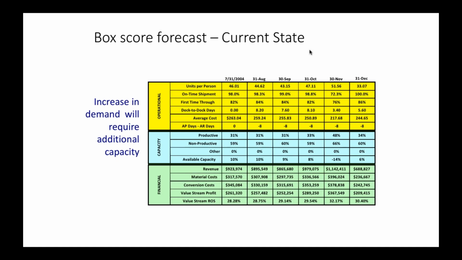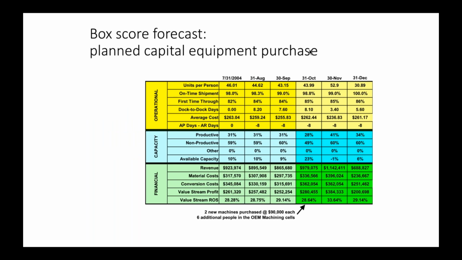And you can see from the available capacity line that available capacity consistently goes down because demand is going up, especially in the month of November. So looking at a longer term box score, you can be a little bit predictive about when you might run out of capacity based on the latest demand forecast. In this case, what this company decided is they had to add capacity in the month of October, buying 2 new machines, hiring people to run the machines in order to meet the demand for November and forward.